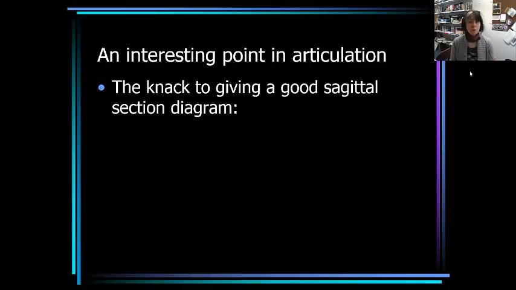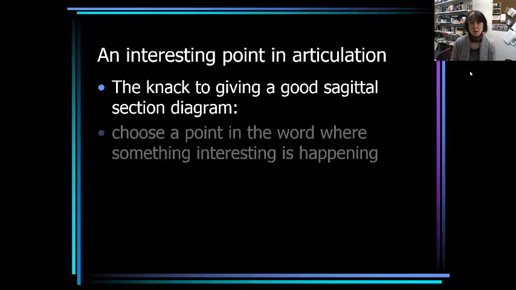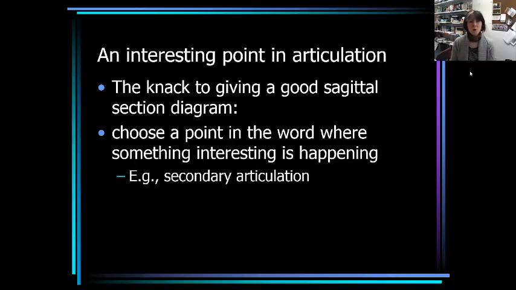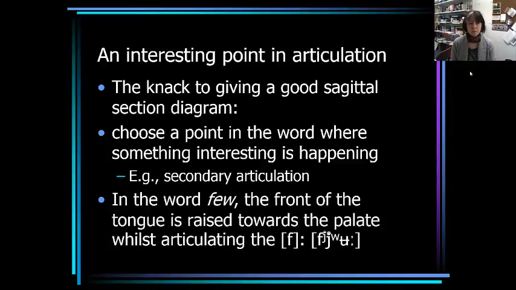For your sagittal section diagram in your articulatory description, the knack to giving a good sagittal section diagram is to choose a point in the word where something interesting is happening, for example a secondary articulation. You won't get as good a mark if you just show the articulation of an n, for example, with nothing else going on around it. The whole point of this is to look at what happens when we're articulating sounds. So see if you can find some kind of secondary articulation, or maybe a nasal approach or release, or something that you can indicate on the diagram.